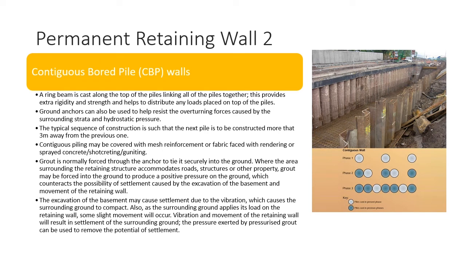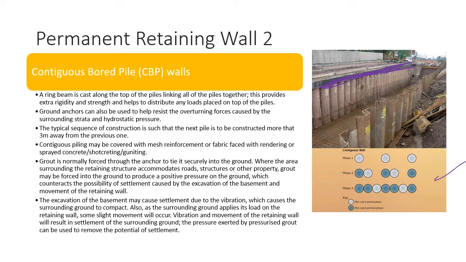A ring beam is cast along the top of the piles, linking all the piles together. This provides extra rigidity and strength and helps to distribute any load placed on top of the pile. This is the ring beam. Ground anchor can also be used to help resist the overturning forces caused by surrounding strata and hydrostatic pressure.